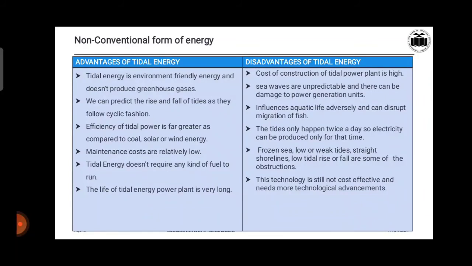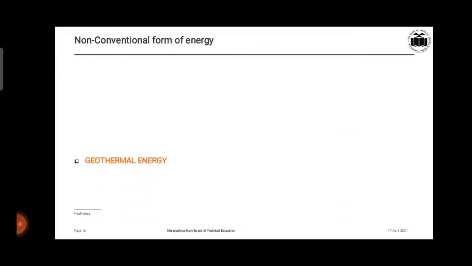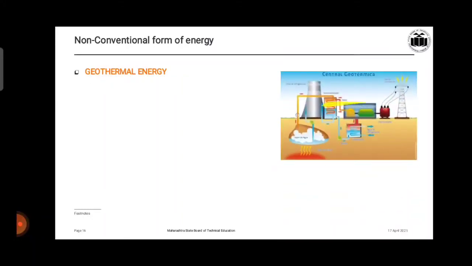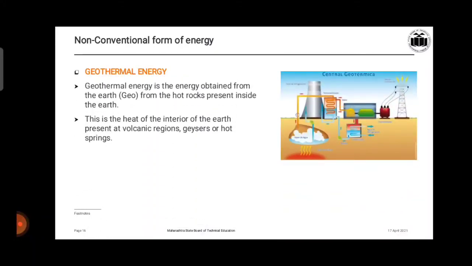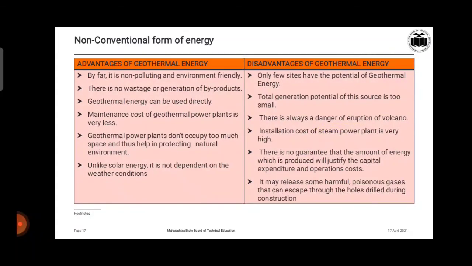Similarly, look at the disadvantages. Cost of construction of a tidal power plant is very high. Similarly, all these points will be included. Geothermal energy is again very important. All these points which will be present in this geothermal energy are also important. You should look at these differentiation points very well.